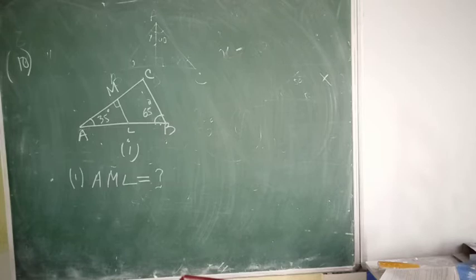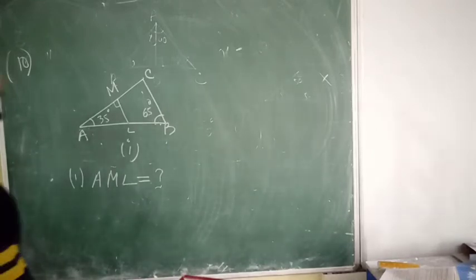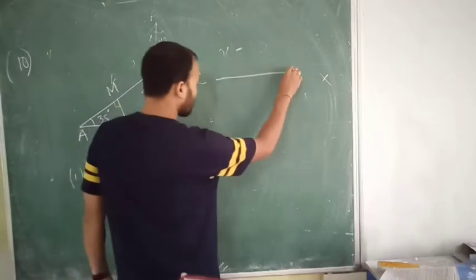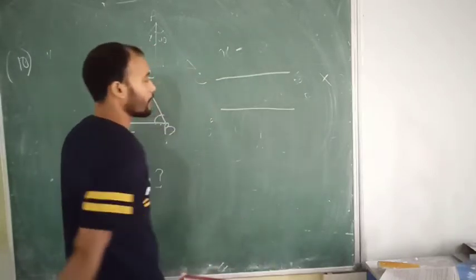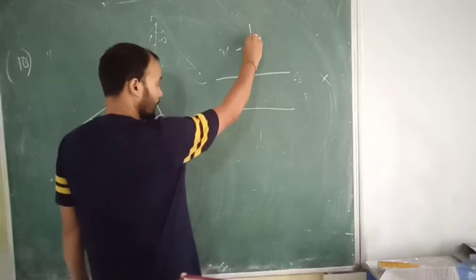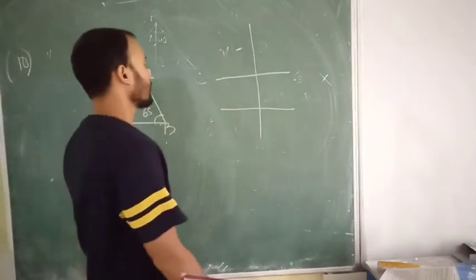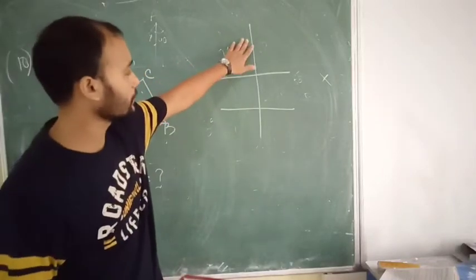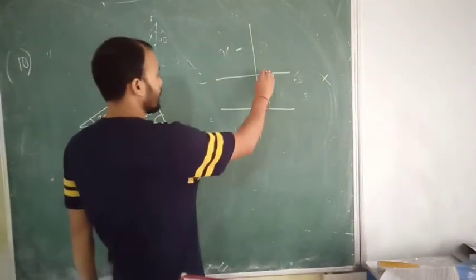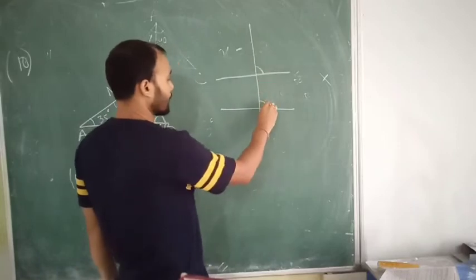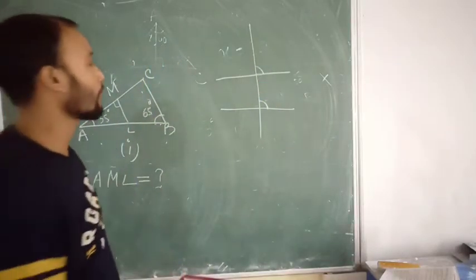Is there any symbol of 90 degree? No, there is no symbol of 90 degree. Then how are we going to do this? For this you should know one thing. Suppose these are two parallel lines. There is a particular line passing through these two lines. This is known as a transversal. Then this angle and this angle are equal. They are known as corresponding angles.